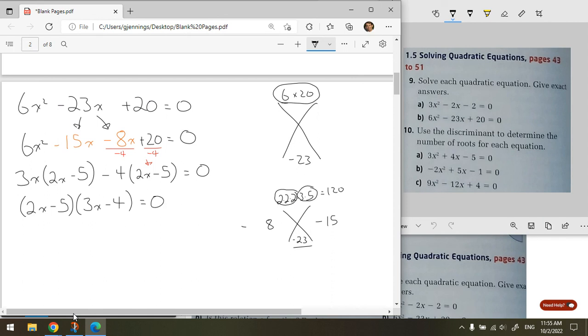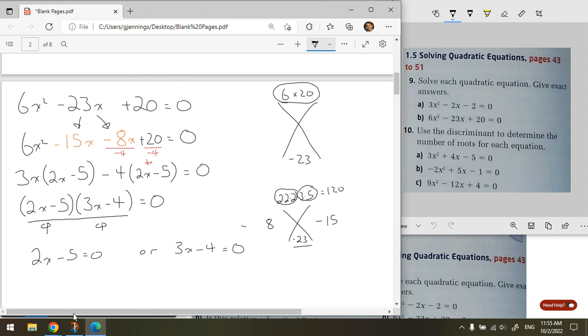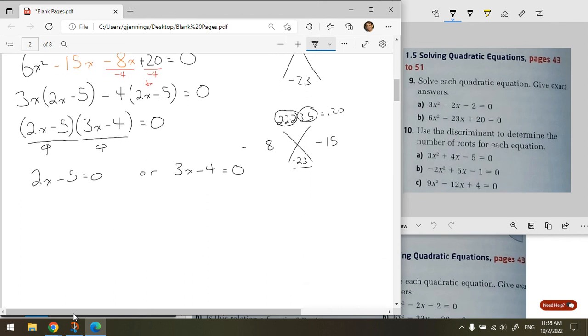So let's see. We know that if 0 is the result of some multiplication, then either this term or this term is 0. So let's find the possible x values that make it true. Either 2x minus 5 equals 0, or 3x minus 4 equals 0. One of those two terms has to be 0. And in fact, either one of them could be. That's what gives you your two values of x.